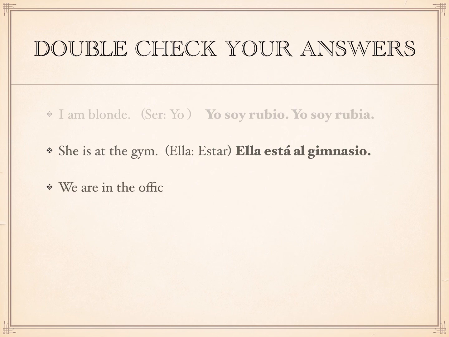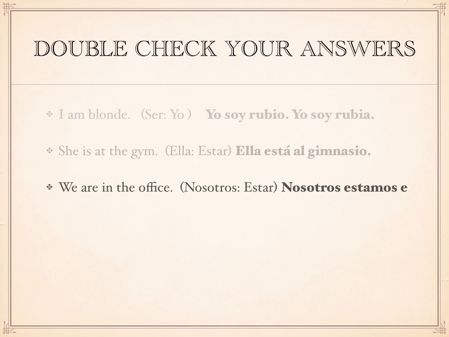The third sentence, we are in the office. We is our subject, so we're going to use nosotros, meaning our fourth box. Estar is our verb because we're going to describe exactly where someone is at. So, again, location. Nosotros estamos en la oficina.